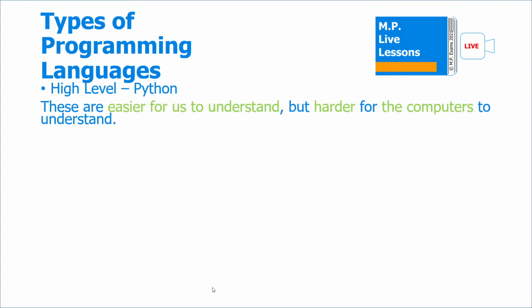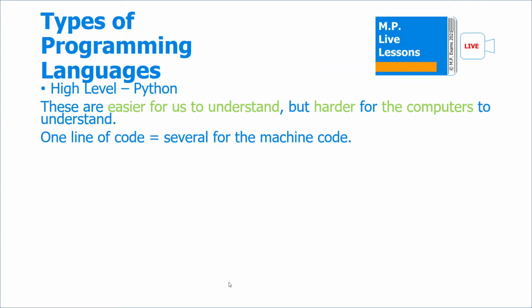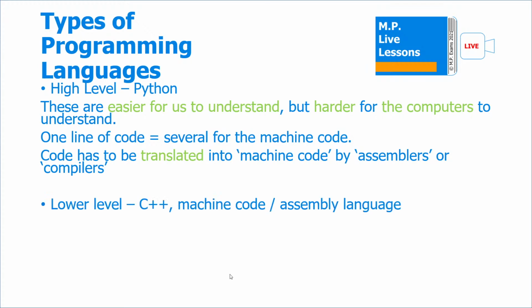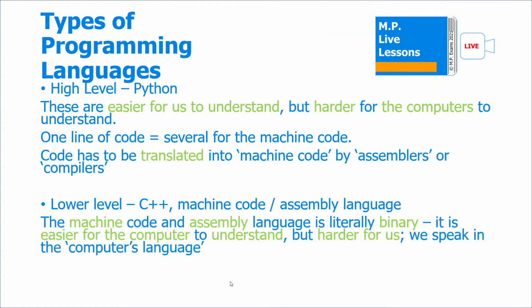Now, for high-level programming languages, as I've said, they're easier for us to understand, but they're harder for computers to understand. And one line of code is several lines of machine code, and the code has to be translated to machine code or into assembly code by assemblers, compilers, translators, which you'll learn about. Whereas the lower level code is more in the machine's understanding. It's easier for the machine to understand because, for example, assembly or machine code is literally binary or mnemonics.